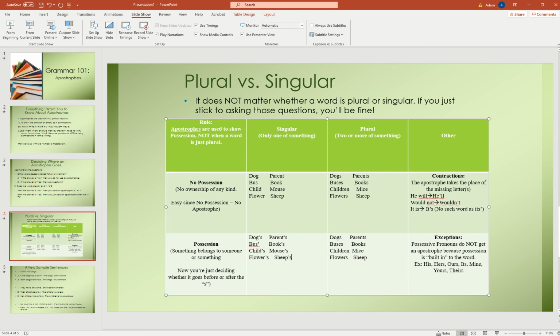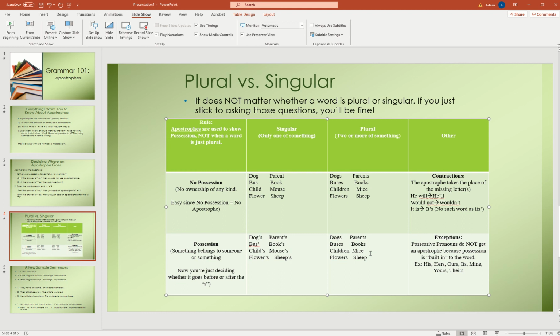And that's how easy it is. And look, again, we don't care whether words are singular or plural, but notice that because most singular words don't end in S, all of these are pretty much the same, except for bus here. But all of those are correct. Now, most of these words are going to end in S because most plural words end in S, but not all of them do.